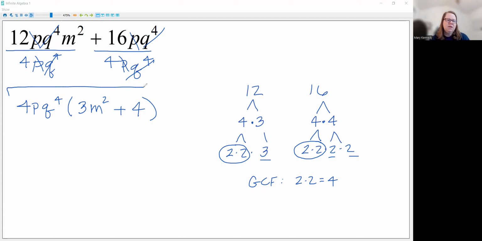So our final answer here, this is our factored form: 4pq to the 4th times (3m squared plus 4).